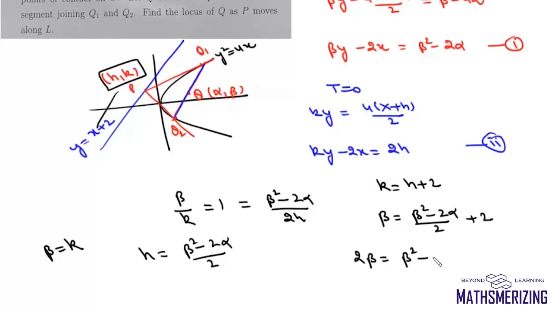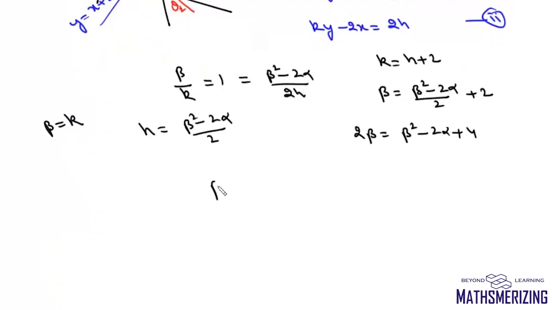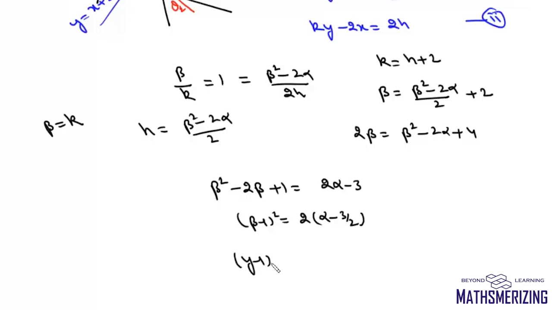equals beta square minus 2 alpha plus 4, or we can write this as beta square minus 2 beta plus 1, and it will be equal to 2 alpha minus 3. Now this is (beta minus 1) whole square, and this is 2 times (alpha minus 3 by 2). Now we'll change alpha to x and beta to y. So this required locus will be (y minus 1) whole square equals 2 times (x minus 3 by 2), and this is the answer to this question.